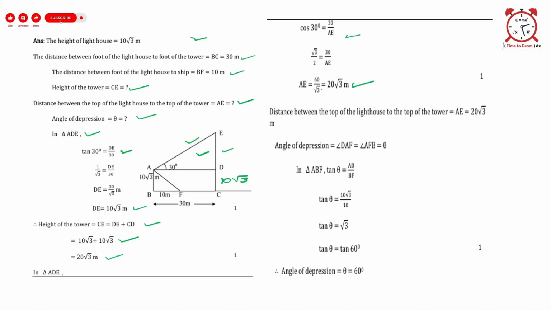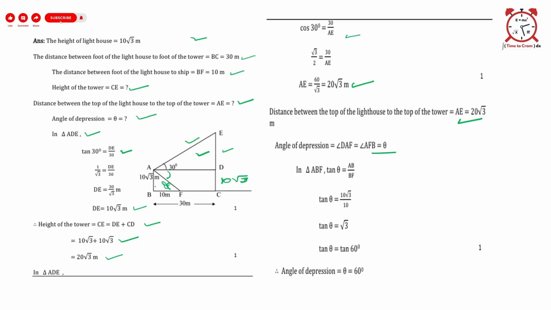So as per requirement we have used tan and cos for the same triangle ADE. Now the distance between the top of the tower, we found AE equal to 20 root 3. Now the angle of depression theta. This angle is, we know, the angle of depression here, and this is the alternate angle. So ultimately we have to find this angle theta here.